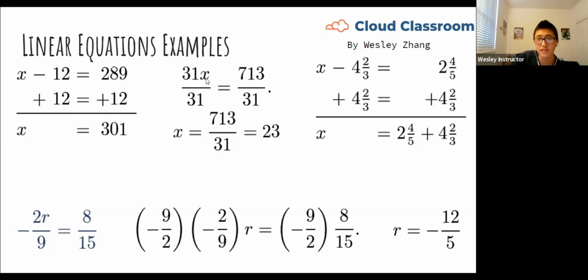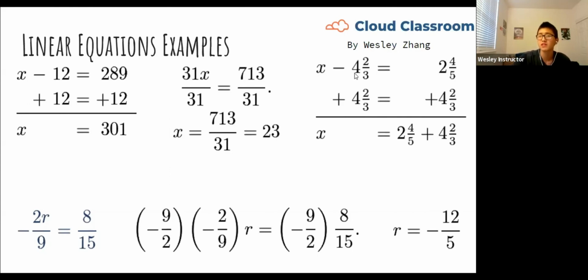All right, 31x equals 713. What does x equal? Well, when we have multiplication like this, 31 times x, we want to divide. So we divide each side by 31. So this becomes just x, because 31 divided by 31 is 1. And 713 divided by 31, that's 23. So x equals 23. So if it's addition, you subtract. And the other way around. If it's multiplication, you divide. And also the other way around.